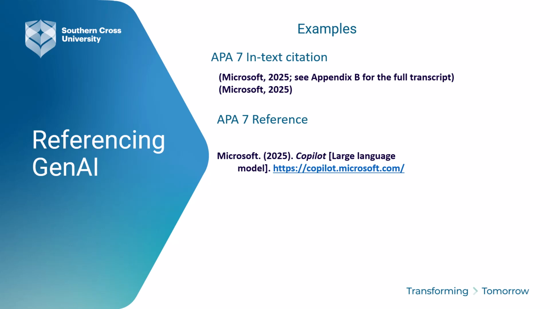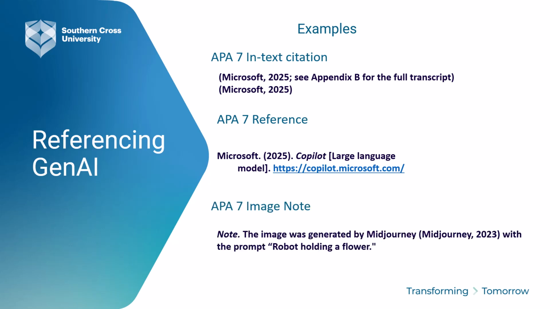If you've included a generated image, you'll include a citation and prompt as part of a note underneath that image, as demonstrated here. Just as for generated text, you would also include a full reference, for Midjourney in this case, in your reference list.